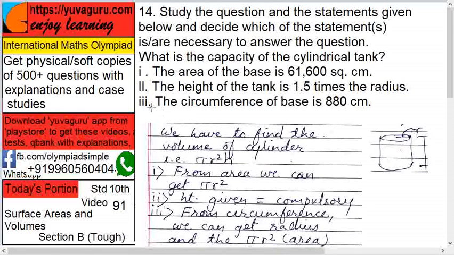Now third, circumference of the base is 880. Now this is a twist. See here, circumference means again it's a circle and you know it's 880. So from here, what is the circumference of a circle? 2πr. So from here you can get r again, right? So we require only r and h. So which of these? See here, 1 and 3 both give r, right? And 2 gives only h. So 2 is compulsory. There is no other option.